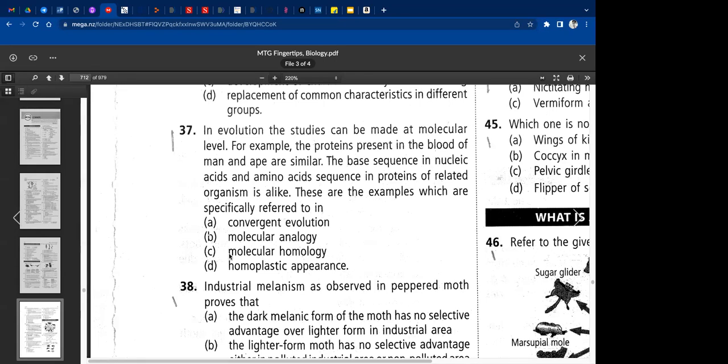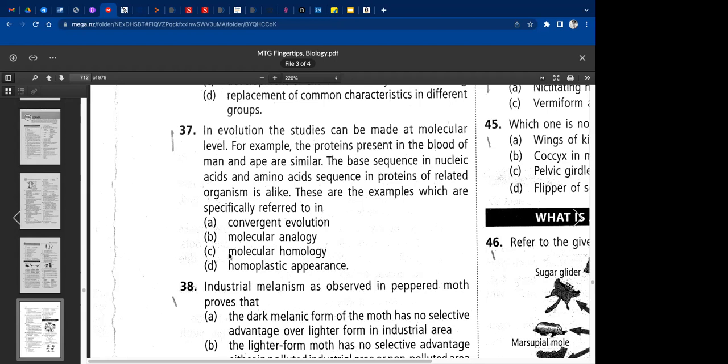So option D. No. From these options, only C is correct. Homoplastic appearance is not a correct option. My question is, I am not allowed to use molecular homology in one of the options. Apart from molecular homology, all three are wrong.